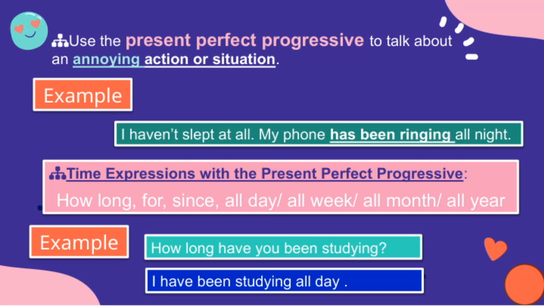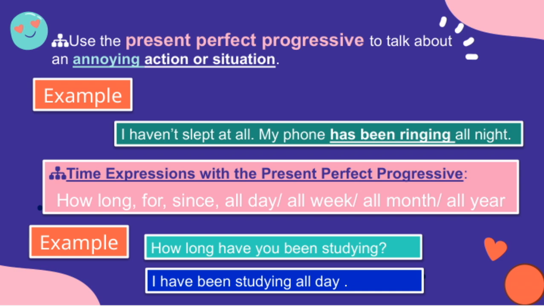Today, I have been studying all day. Now, a common question you might hear is, "How long have you been studying?" This is where we use time expressions with the present perfect progressive tense. For example, we use words like how long, for, since, and expressions such as all day, all week, all month, all year. So if I say, "I haven't slept at all, my phone has been ringing all night," I'm highlighting an ongoing, maybe annoying situation.